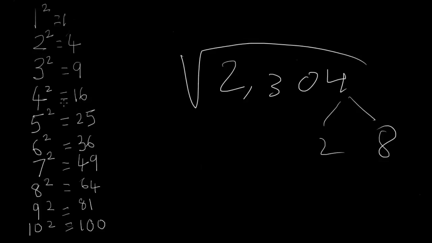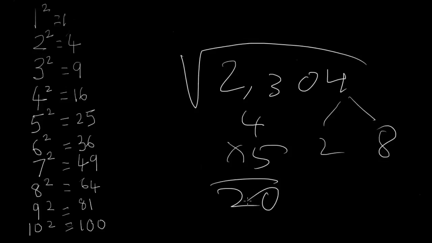The square root of 16 is 4. The square root of 25 is 5. We need to take that into consideration, because we're going to take the lesser number, which is 16, and write its square root down, which is 4. Now we're going to multiply 4 by 5, and we get 20.